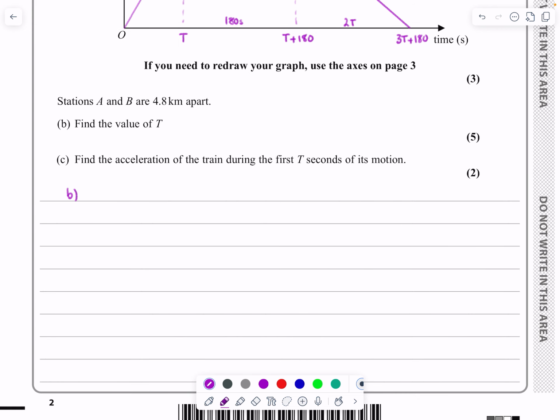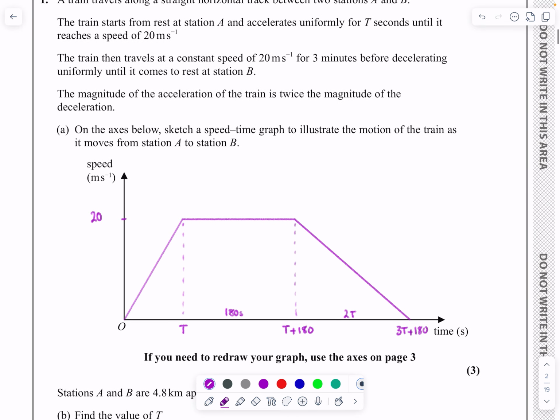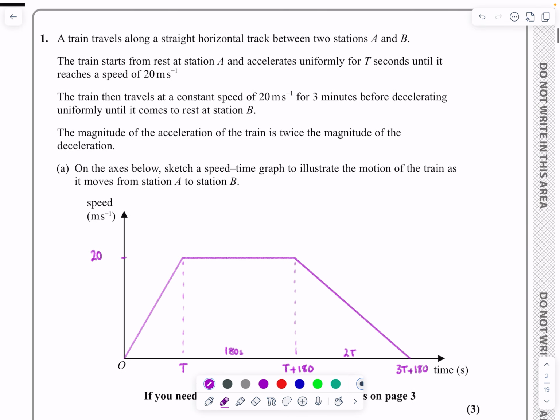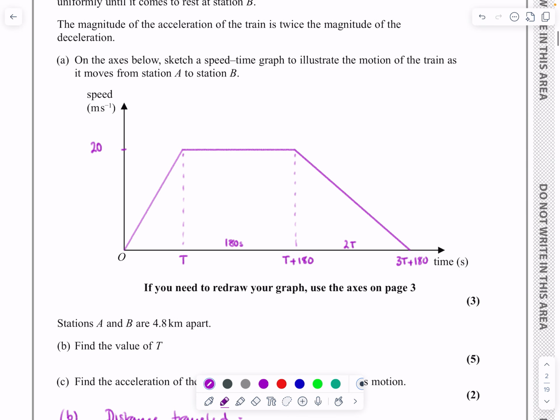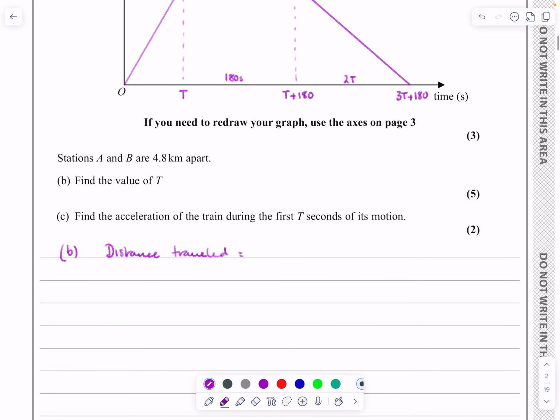So for part B, distance traveled equals, now what did it say it was? Sorry, I've lost it there. 4.8 kilometers. Yeah, we need it in meters, don't we? So that's 4,800 meters. That's equal to half a plus b times h. This is a trapezium that we've got here.